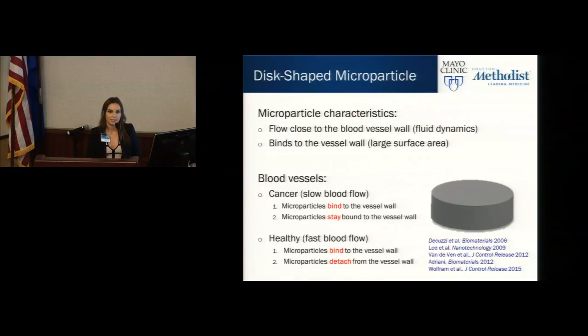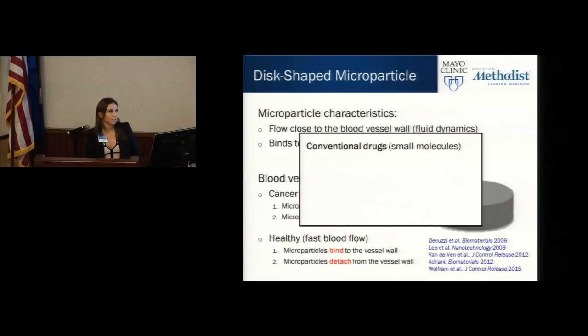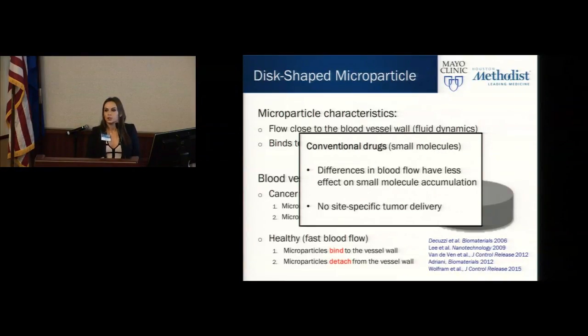So this means that we get higher accumulation of these disc-shaped microparticles in tumors compared to healthy vasculature due to fluid dynamics. And if we compare this to conventional drugs, we know that differences in blood flow doesn't really impact small molecule accumulation. So we don't see a site-specific tumor delivery. So this is a way we can use nanoparticles or microparticles to achieve enhanced tumor accumulation, which is not possible with something that is a small molecule.